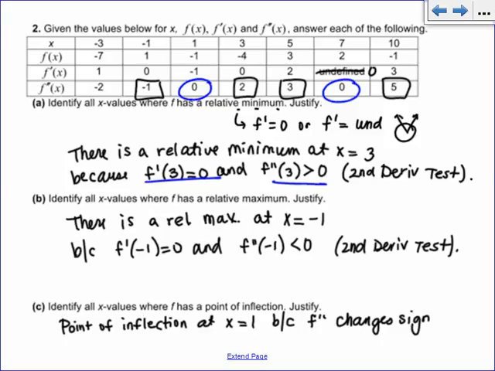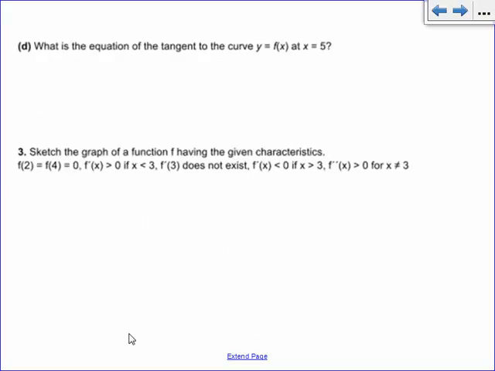And then the last thing says, what is the equation of the tangent to the curve y equals f of x at x equals 5? So remember, whenever you want an equation of a tangent line, you need the slope, which will be f prime of 5. And we need the point. So it's 5 comma something.